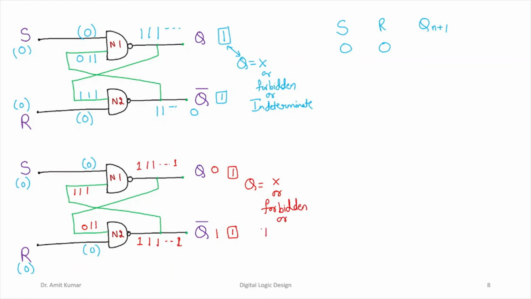We also call this the indeterminate state, right? So if S and R both are 0, we call the output to be in the forbidden or indeterminate state.